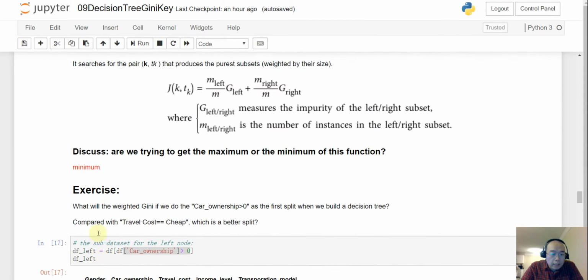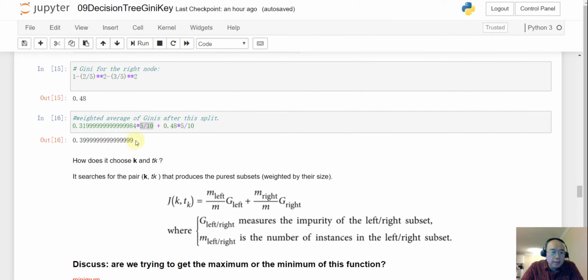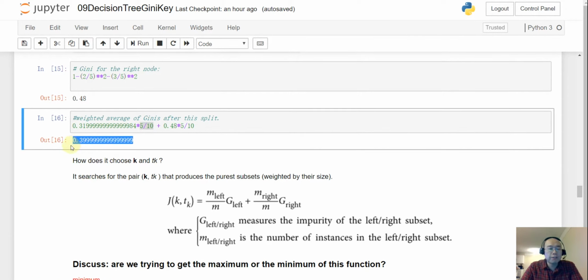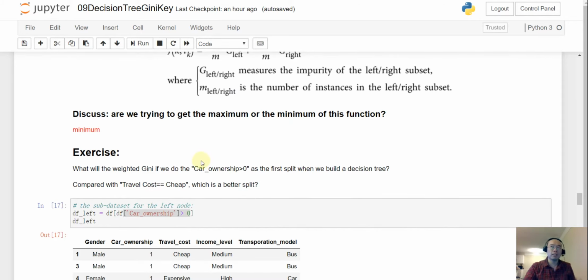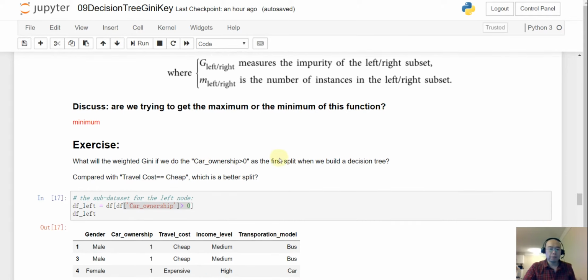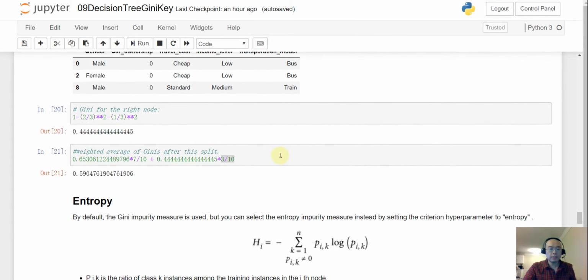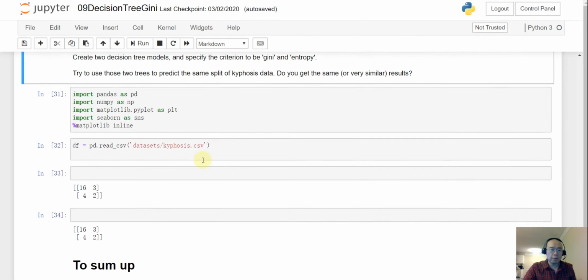And where is the first split? Okay, and this is the weighted Gini for the first split. So remember, the smaller the better, right? So if we have to pick from one of those two possible splits, we are going to pick the first one because the weighted average Gini is just lower. However, we do have to try everything in order to pick the best Gini for the best split. Okay, so this is the Gini part, and the next topic will be entropy.